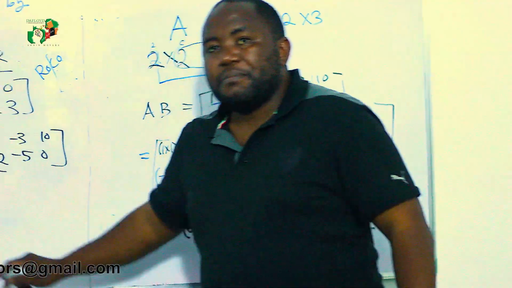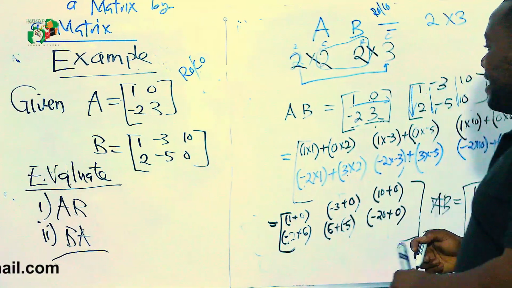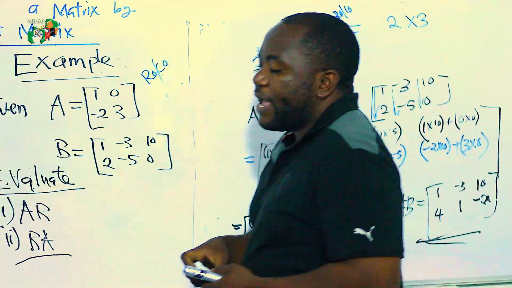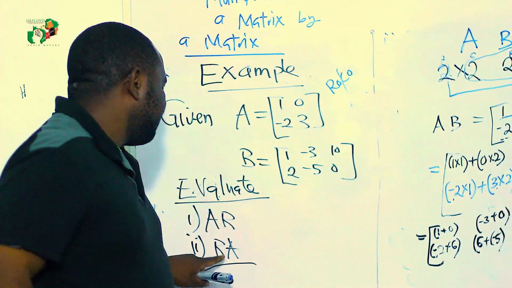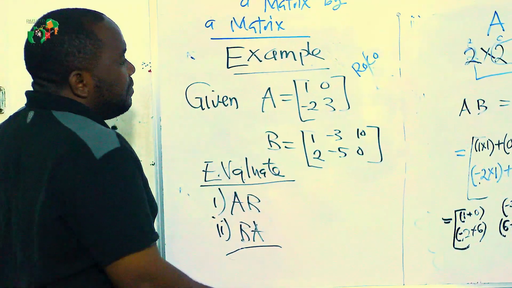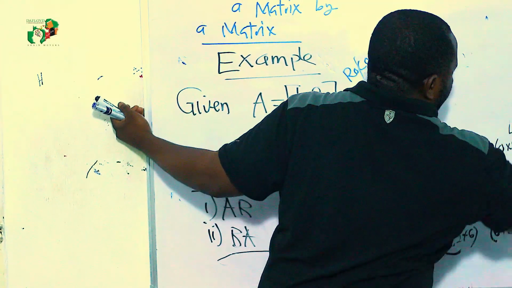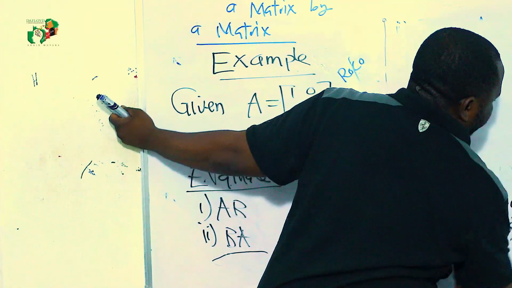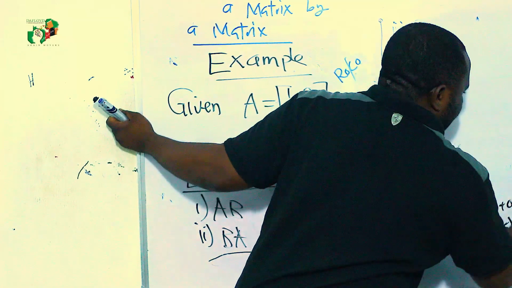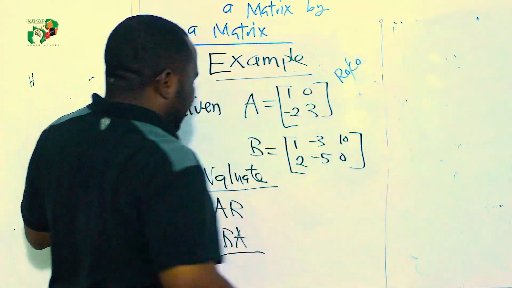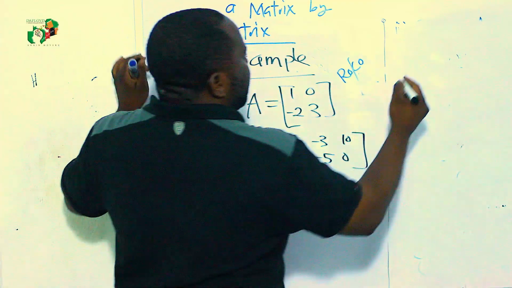Coming to this matrix, they are saying we have to evaluate BA. So we go to this one. Let's see what's so special about BA. What's new about it? Let's check it. They want us to do BA.